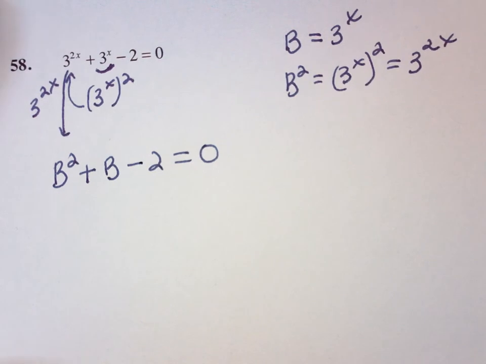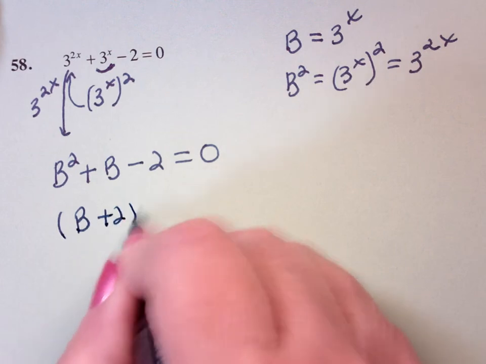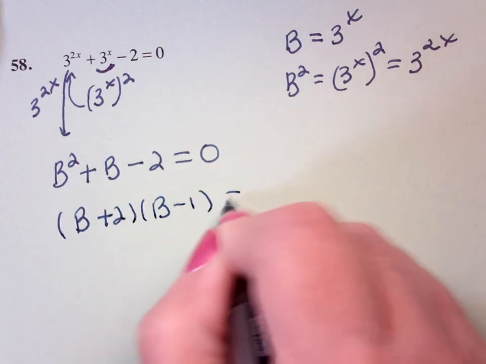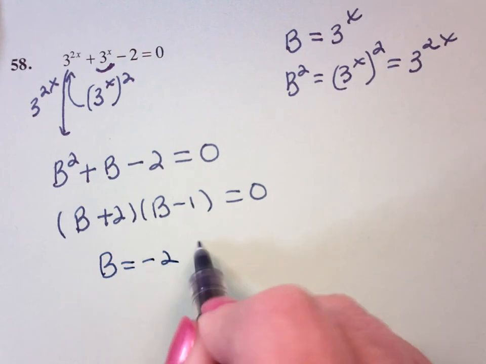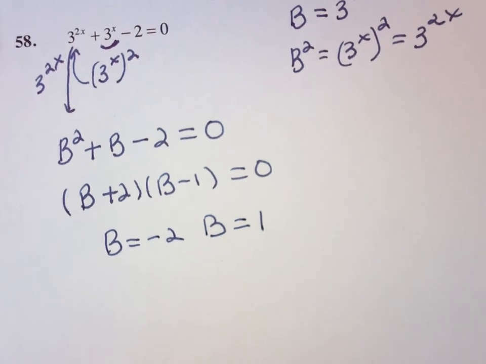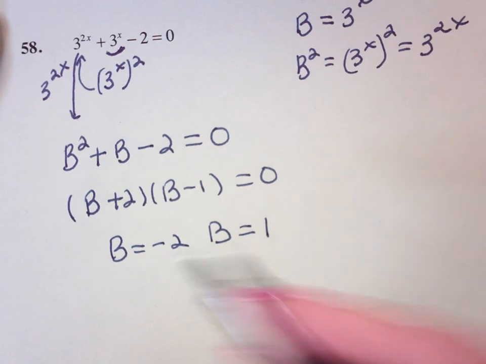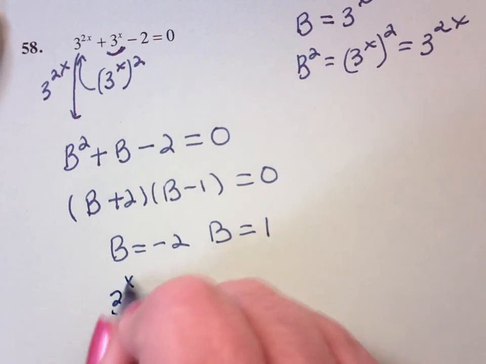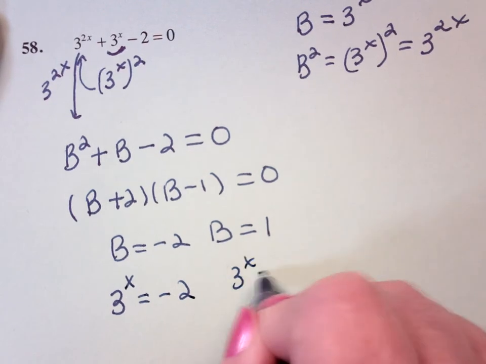And now I've got a quadratic that I can either factor or use the quadratic formula on. And this guy factors into b plus 2, b minus 1. So that b is minus 2, b is 1. I'm not interested in b, I'm interested in x. So this says that 3 to the x is minus 2, because that's what b is. 3 to the x is 1.